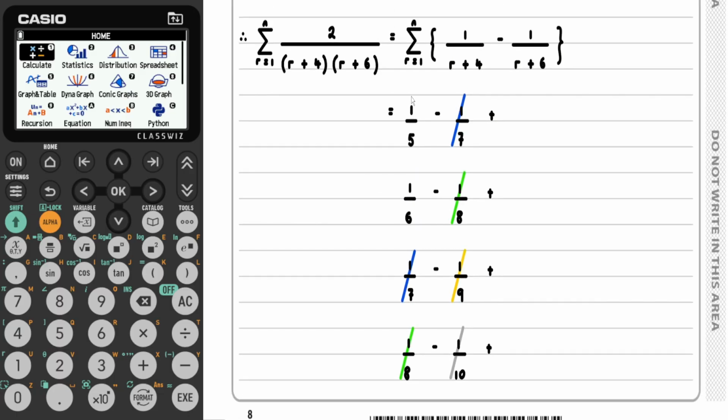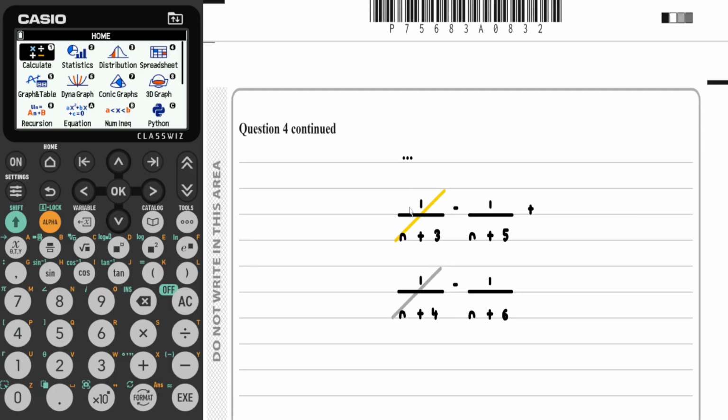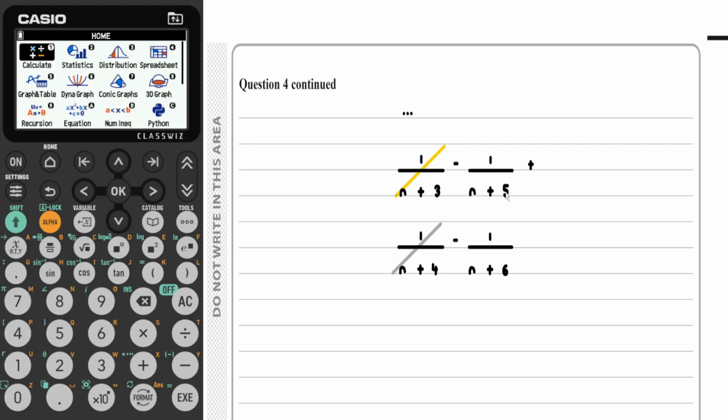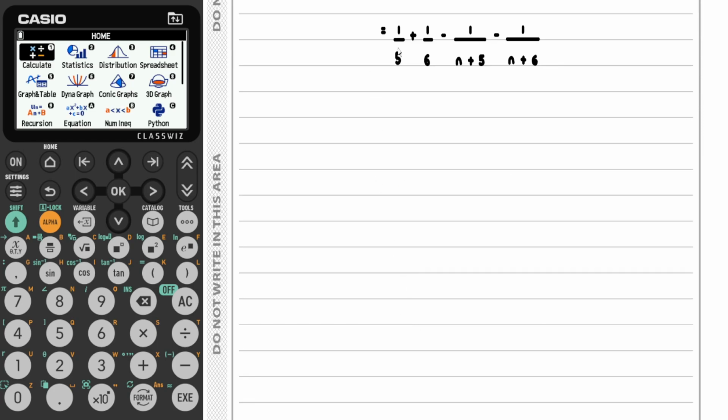So in terms of what's left, we'd have this 1/5, this 1/6, this -1 over n+5, and this -1 over n+6. So we've got a fifth plus a sixth, subtract 1 over n+5, subtract 1 over n+6. And our job is now to simplify all this. A fifth plus a sixth, that's 11 over 30. Then we've got -1 over n+5 and -1 over n+6.